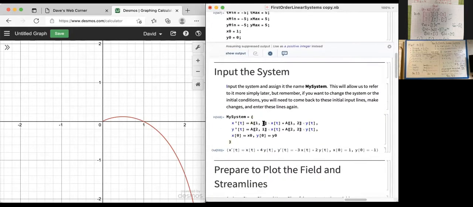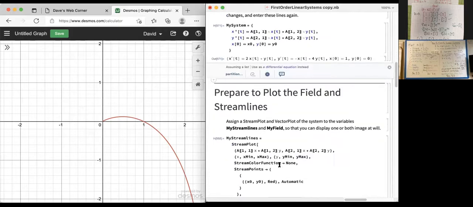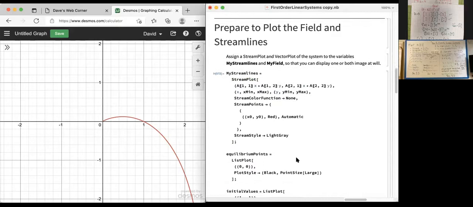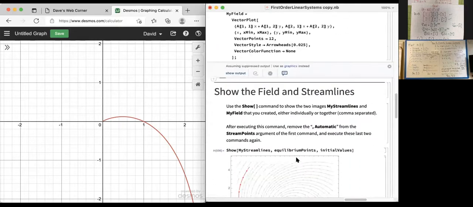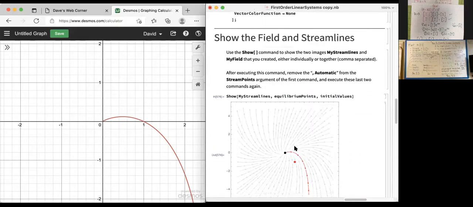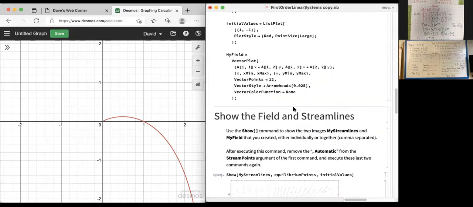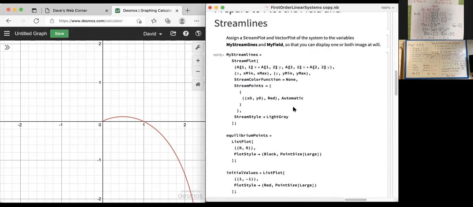Then I'll input the system. I'll plot streamlines and show you that graphic. There's the graphic, just like the Desmos window. Now this window's a little larger. If I made that Desmos window -5 to 5, it would look exactly like this. I got a bad point right there.